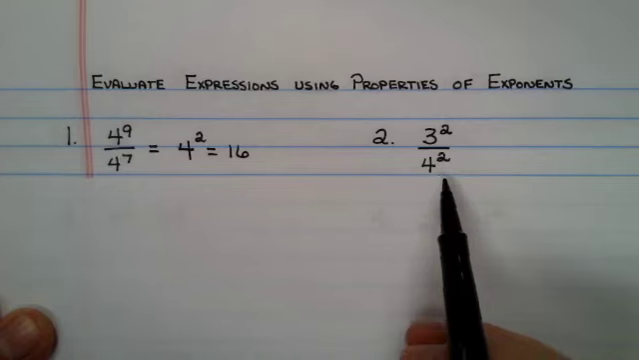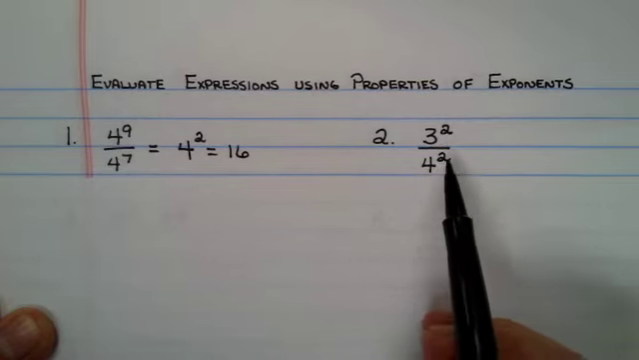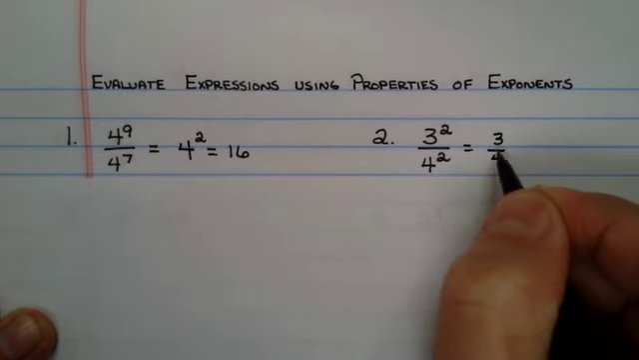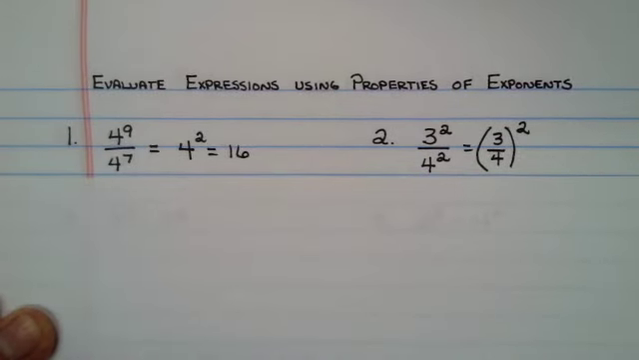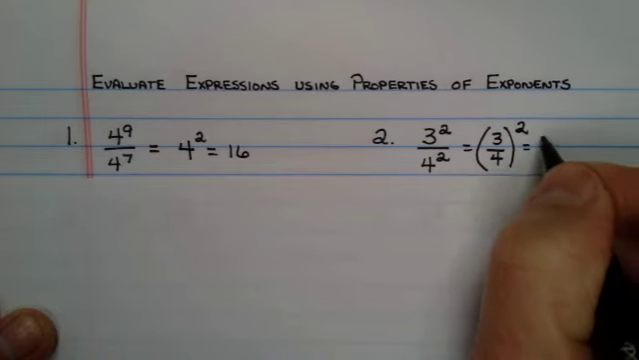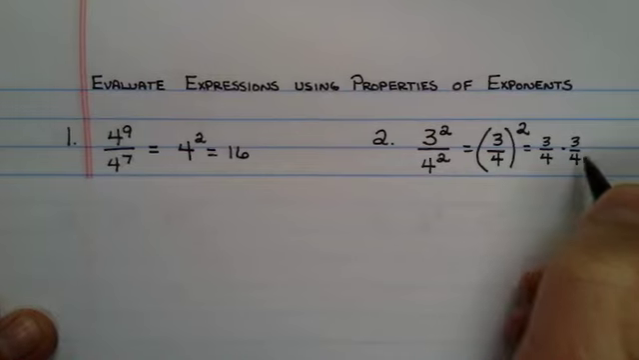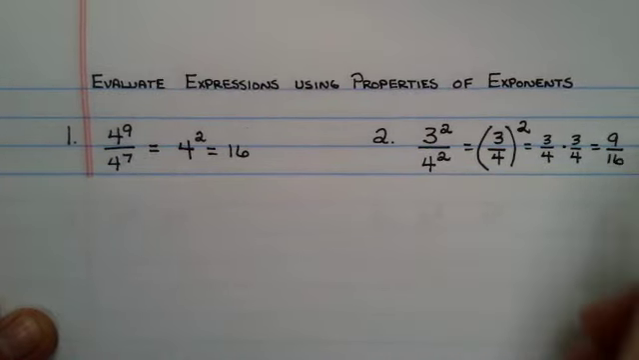I go to the next problem. The next problem, my bases are not the same, my exponents are the same, so this is really 3/4 squared. That's 3/4 times 3/4. 3 times 3 is 9. 4 times 4 is 16.